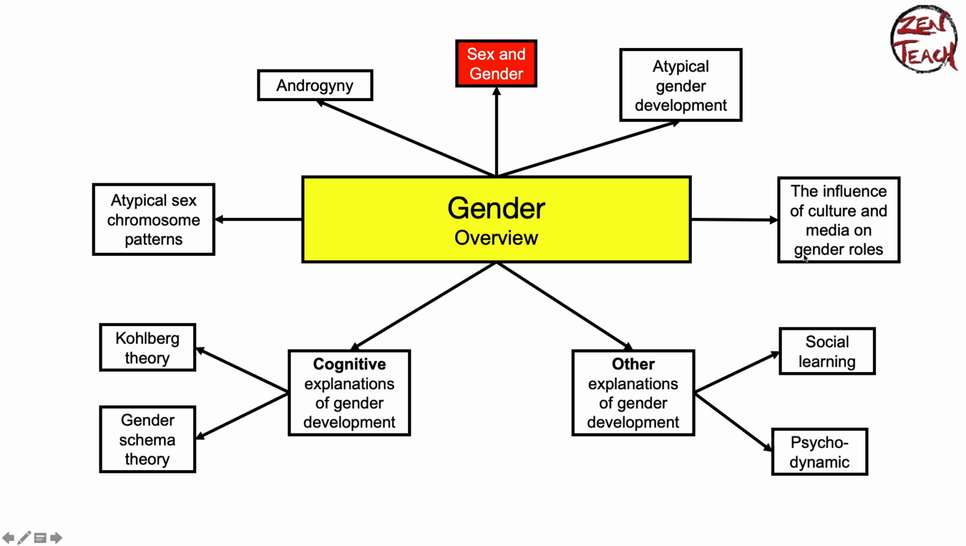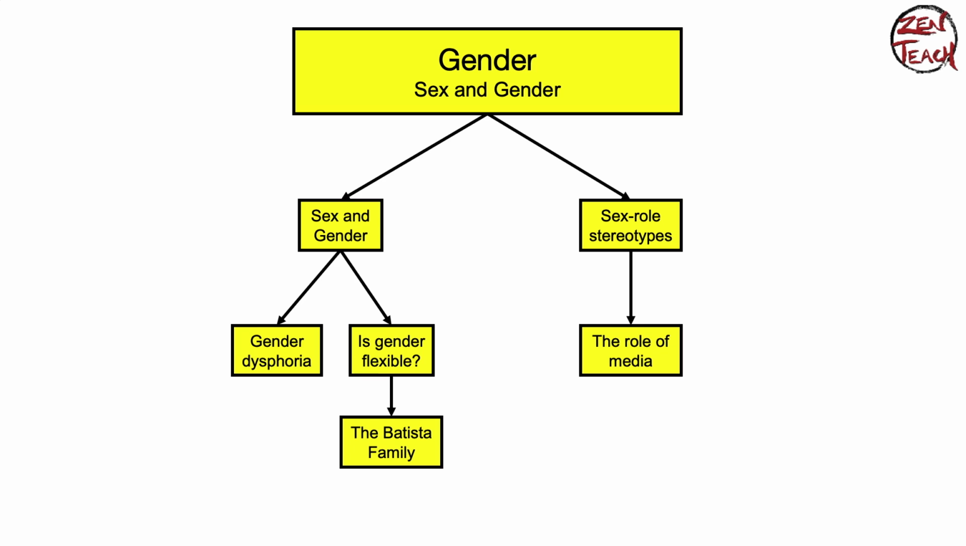Then we'll be looking at how culture and media affect gender roles, and finally we'll be looking at atypical gender development, i.e. something called gender dysphoria. In this topic, we'll be dipping our toes into many of the aforementioned topics a little bit.